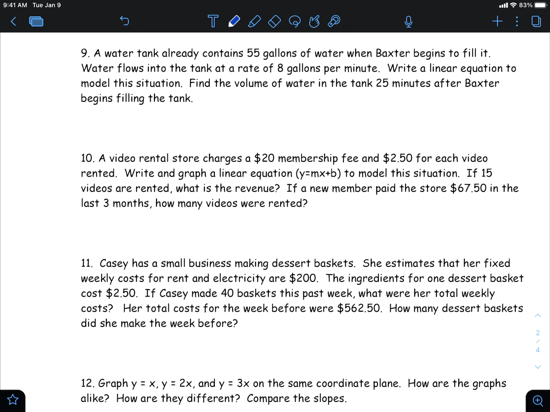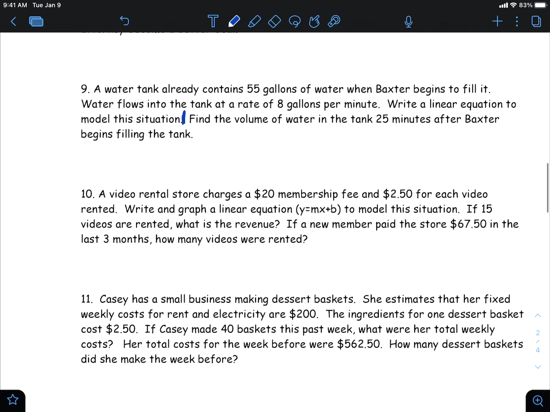Okay, so let's stop there, because then the last part is going to ask us to use our equation to solve for something, whatever it is. I don't care what it is. You're just going to plug something into your equation that you create and solve for the other thing. Okay, so we're trying to make y equals mx plus b, because these are y equals mx plus b problems.